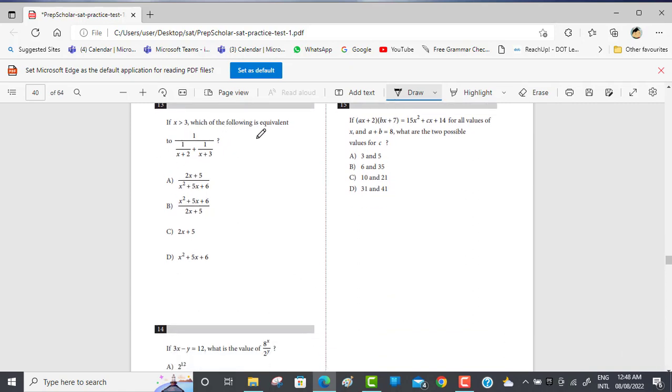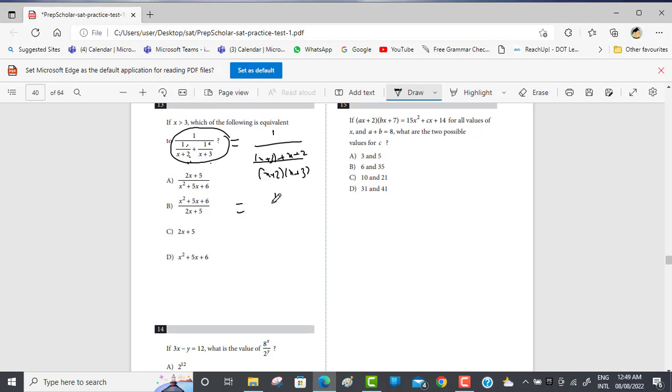Okay, after that, number 13, it's about algebraic expression. Which of the following is equivalent to 1/(1/(x plus 2) plus 1/(x plus 3))? All you need to do is simplify this fraction to perform the calculation. At first I can take (x plus 2)(x plus 3) as a common denominator, then multiply by x plus 3 in the numerator and the denominator here, and multiply by x plus 2 here in the numerator and the denominator.